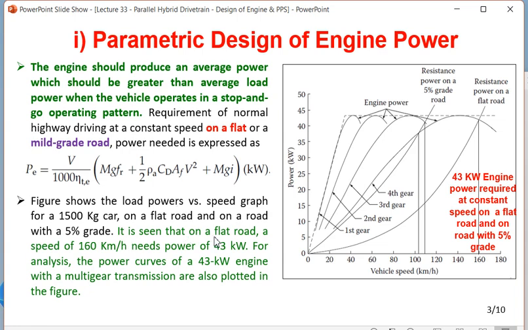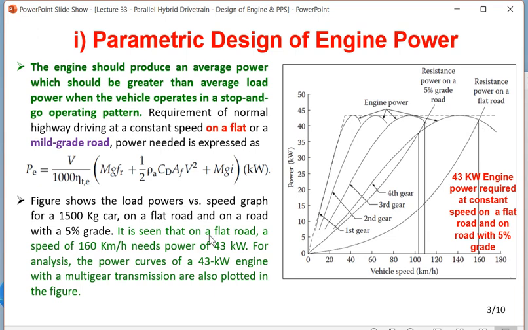It is seen that on the flat road, a speed of 160 km per hour needs 43 kilowatt. So again, there is another comparison. Just see this 160 km per hour speed. Take it above, and we are finding that this speed is produced by the fourth gear. And how much is the power required in the fourth gear? You just project this onto the y-axis, and you come somewhere here. So that is 43 kilowatt. In detail, this graph will be shown in the next slide also. There also we will see.